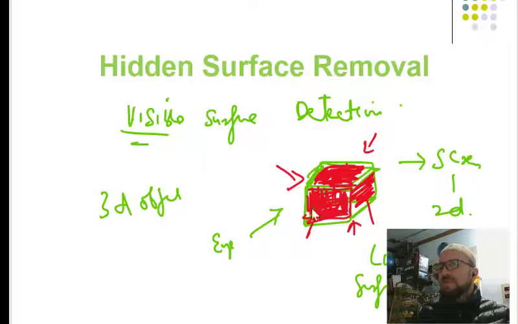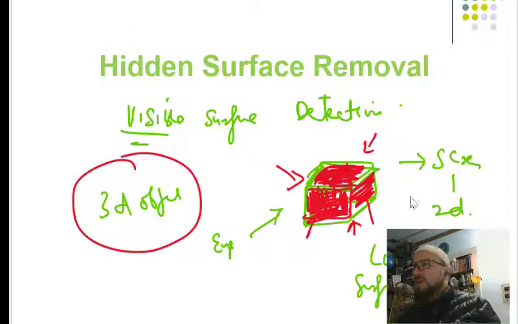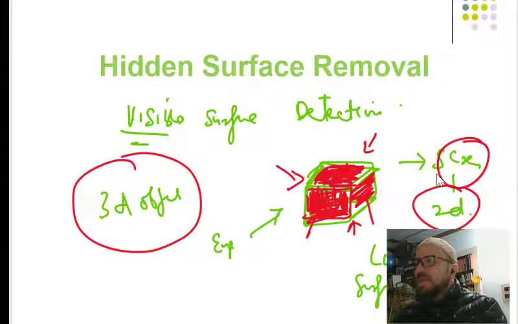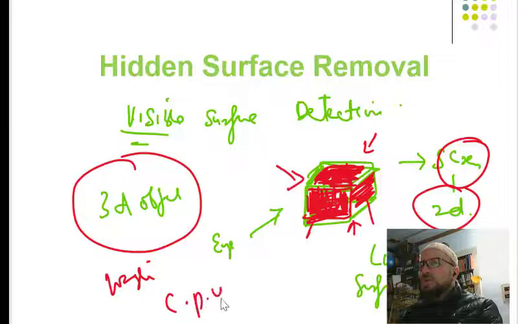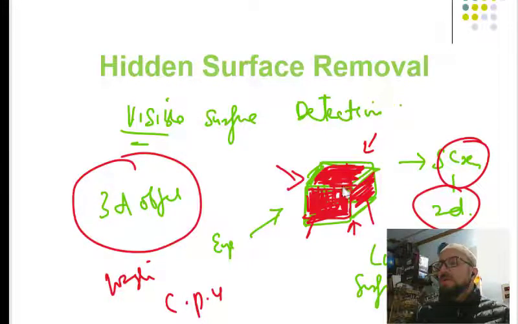So when I want to convert this 3D object onto the 2D screen, I should not waste my CPU cycles on drawing those surfaces which are not going to be visible to the user, the viewer who is viewing it from some angle. So it depends on the angle actually, which surface is going to be visible.